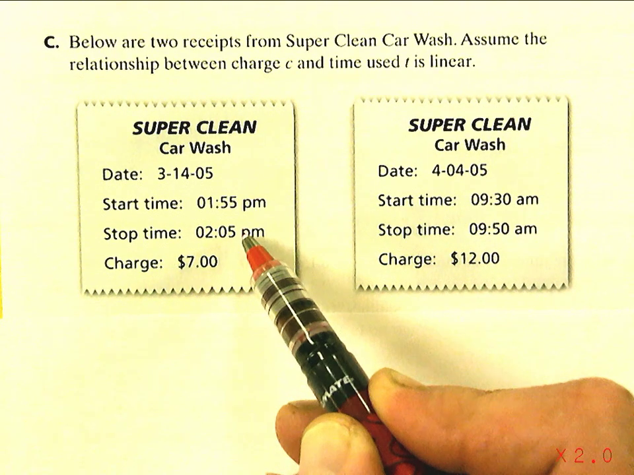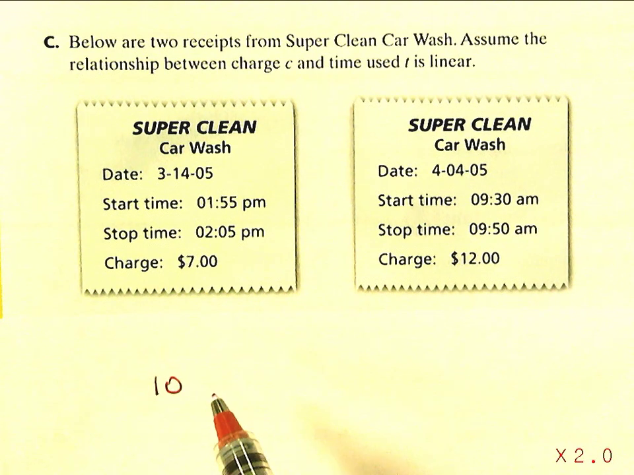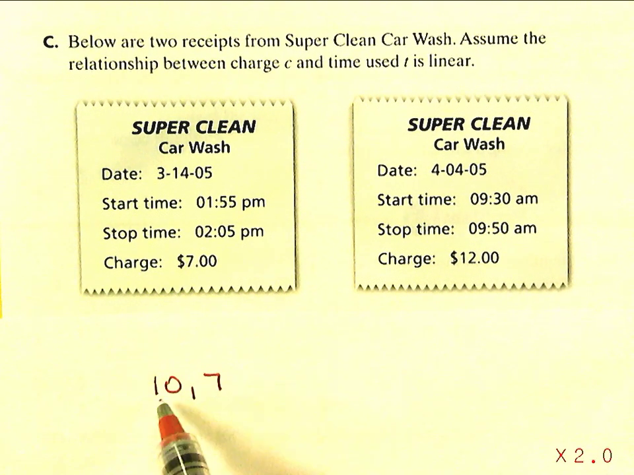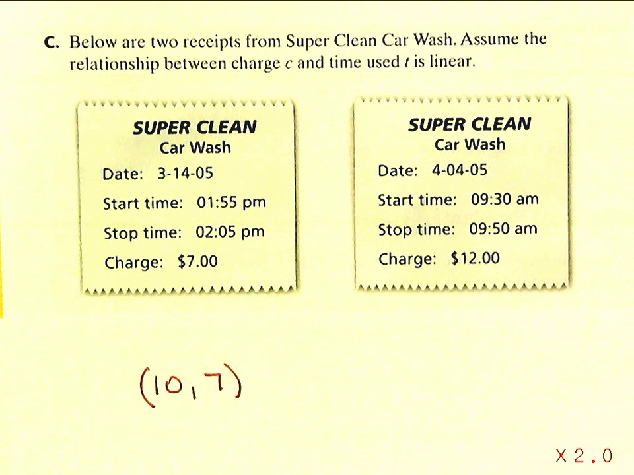So the first one, if we think about the time, 1:55 to 2:05 is 10 minutes. So that's our time. And the charge is $7. So 10 minutes cost you $7. That's a point on a graph. We could literally graph that on graph paper and see that there's a point.